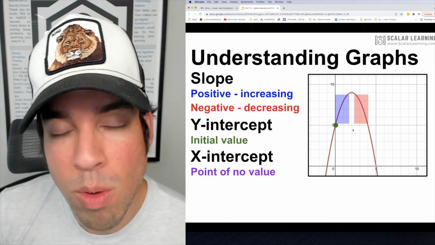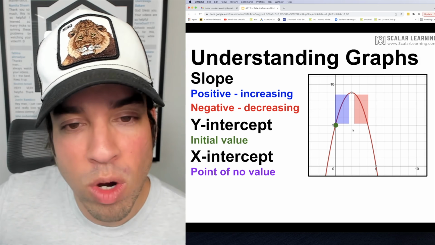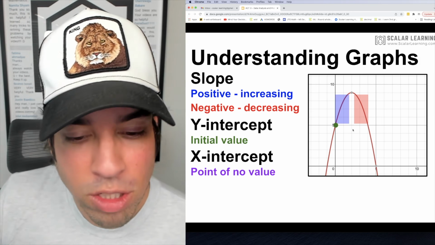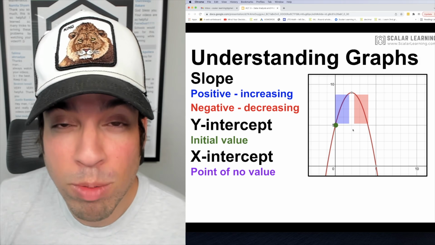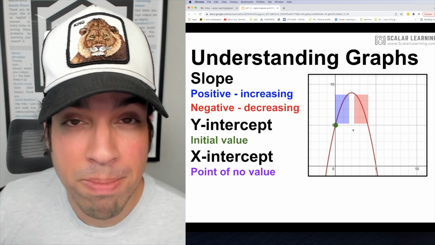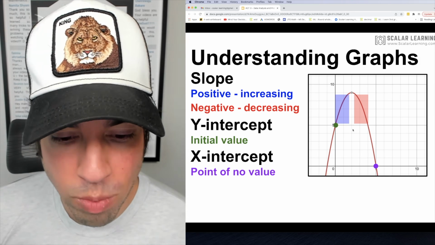And this is what we would consider the point of no value. So what I mean by that is in some questions, like for example here, this could be talking about revenue at a company. So the x-intercept would be the point at which the company is earning a revenue of $0. And that is, of course, this purple point right here on the graph.